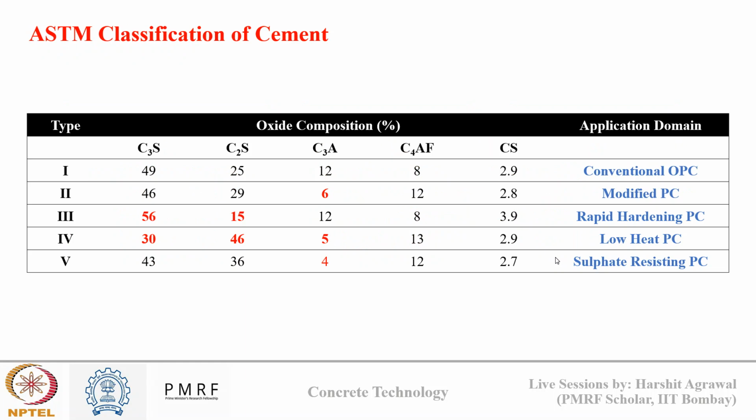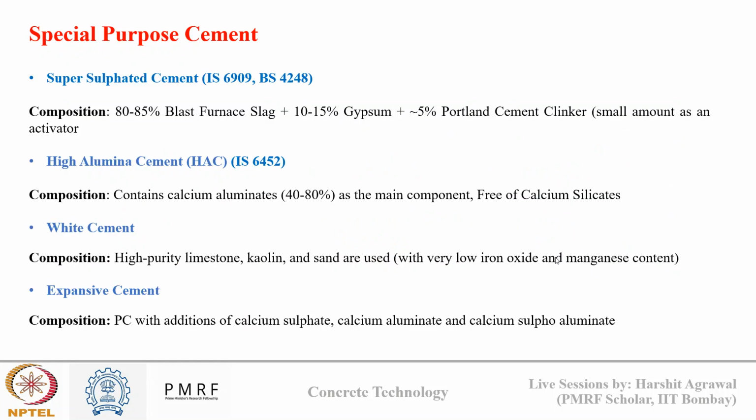In ASTM type cement, we talked about type 1, which is a conventional OPC, type 2, which is a modified Portland cement, type 3, which is a rapid hardening Portland cement, type 4, which is a low heat Portland cement, and type 5, which is a sulfate resisting cement. For each of the types, we saw the chemical composition and we saw what is making them act for a particular application.